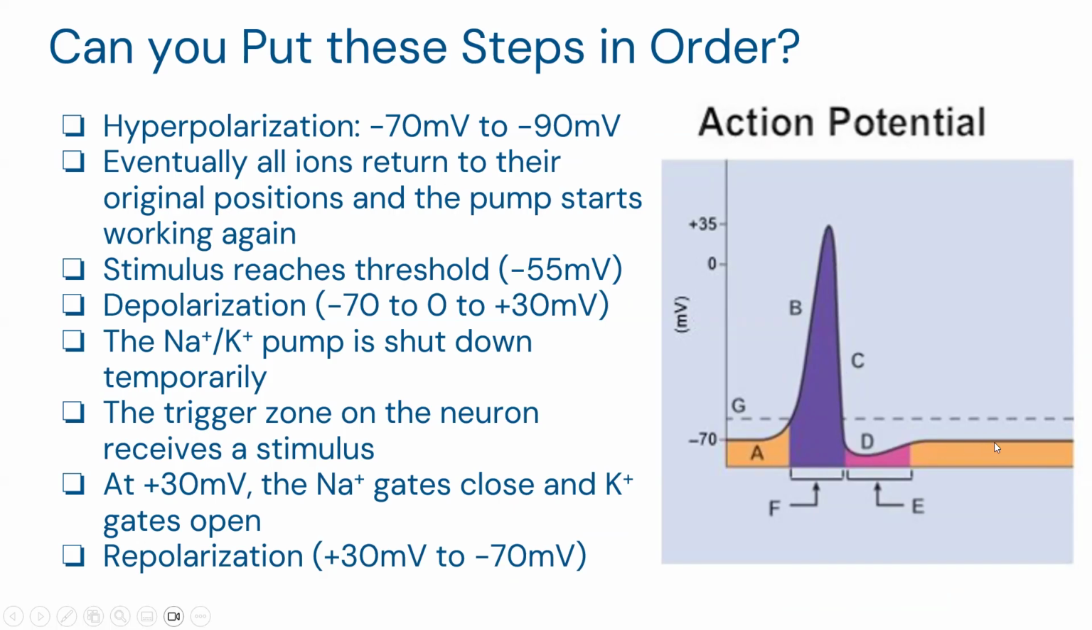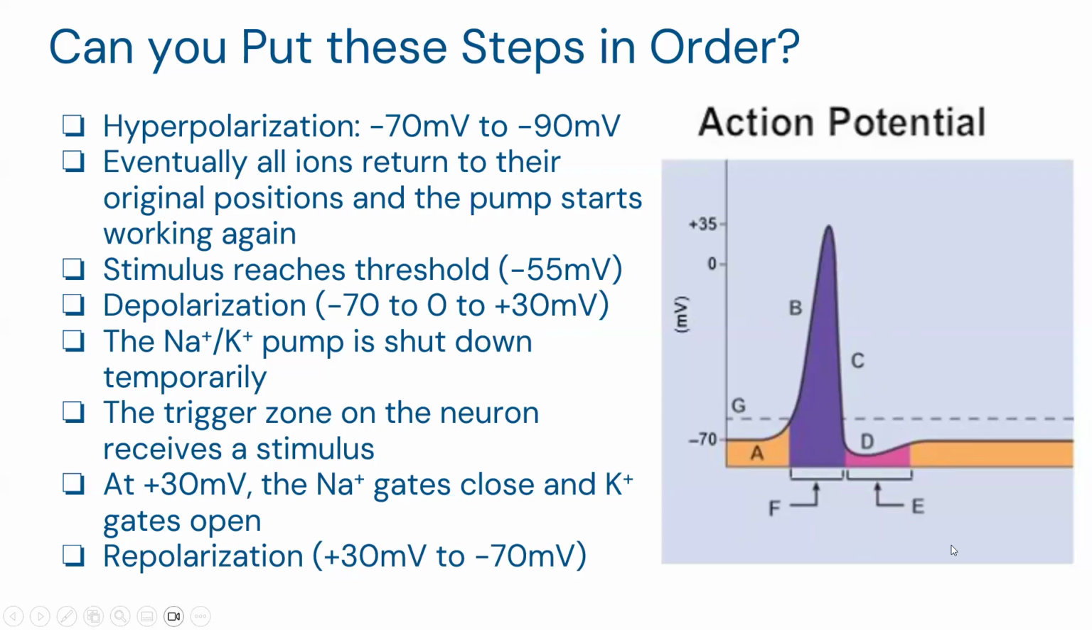And then think in your head, what is in charge of reestablishing resting membrane potential? That's going to be our sodium potassium pump. We need to return all the ions to their original position. So not only should we understand what our different labels are, but what's actually happening. Now, you may be wondering, what are F and E referring to?